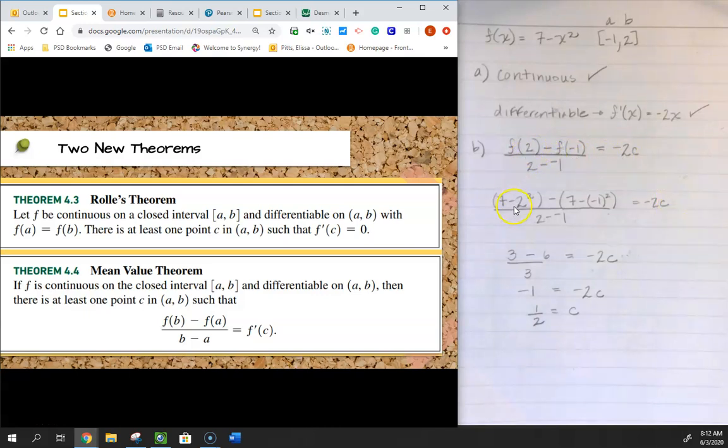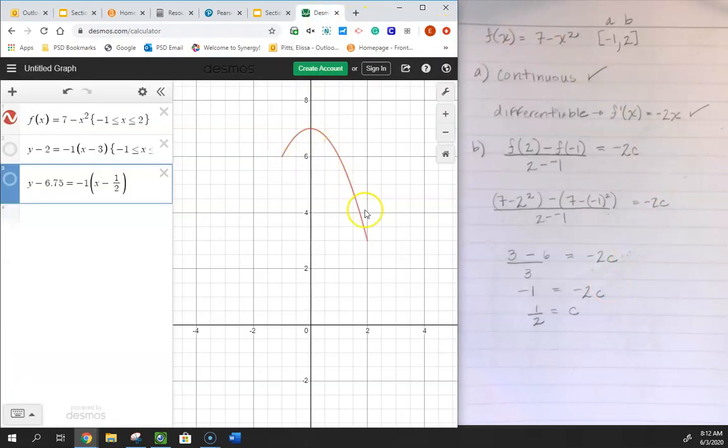So we continue, we figure out what f of 2 is, we figure out what f of -1 is. So we evaluate that, we get 3 minus 6, 2 minus -1 is 3. It's still equal to -2c. 3 minus 6 is -3. -3 divided by positive 3 is -1. -1 is equal to -2c. And so if we divide by -2, we get c is equal to 1/2. So let's look and see what that means graphically. So here's my function, 7 minus x squared, on the interval from -1 to 2.